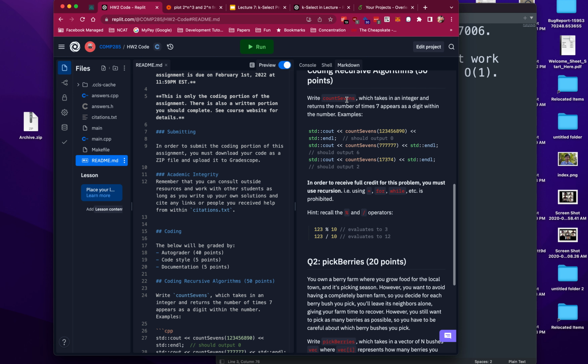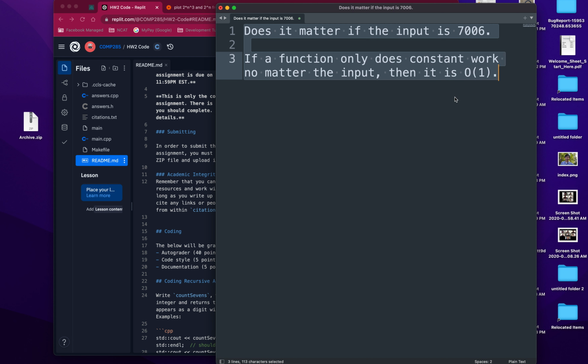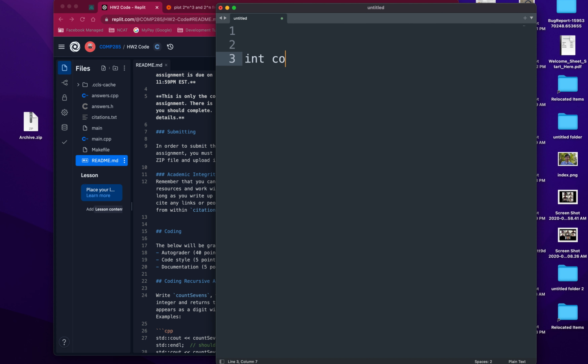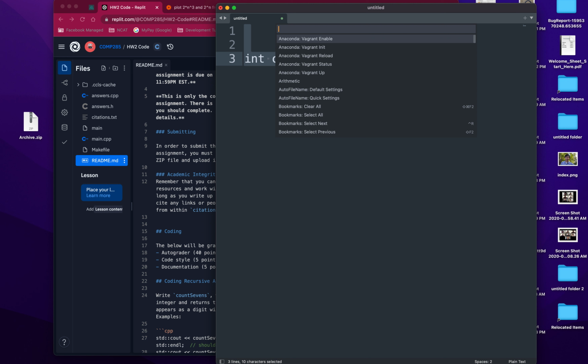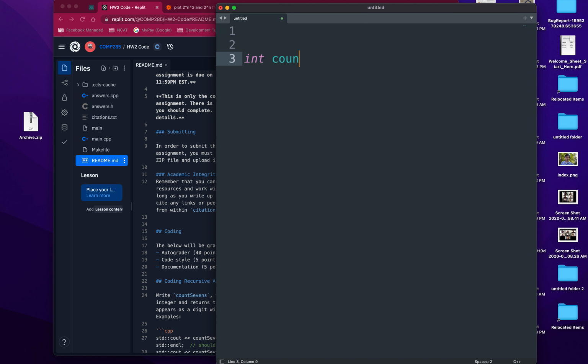A couple of problems that we're looking for first. The first one is count sevens. So something we can do is we can actually write a function, for example, that counts fives. So if we had a function, let me set my syntax to C++. Let's define a function count fives, which takes as input an integer. How would we do this recursively? Count the number of fives recursively.